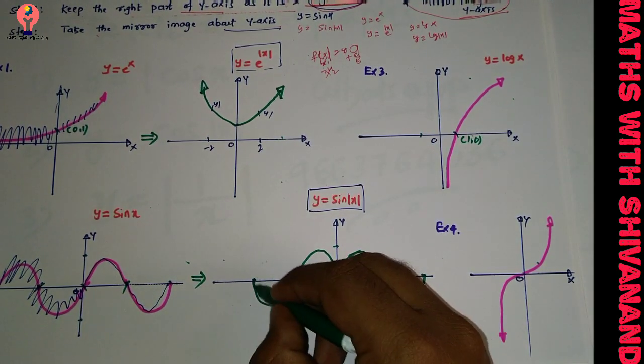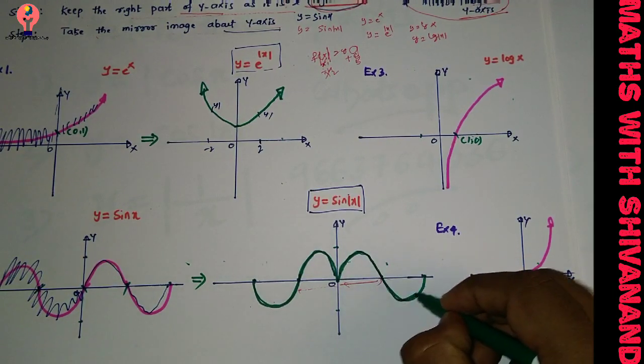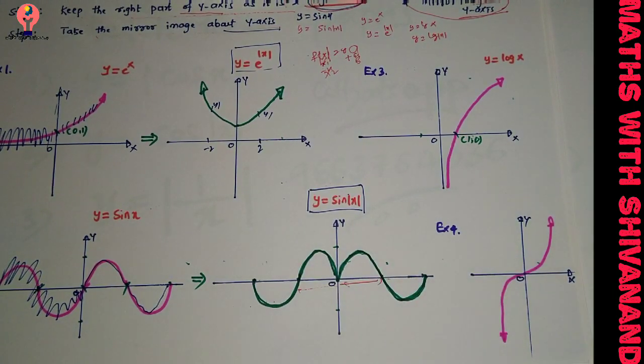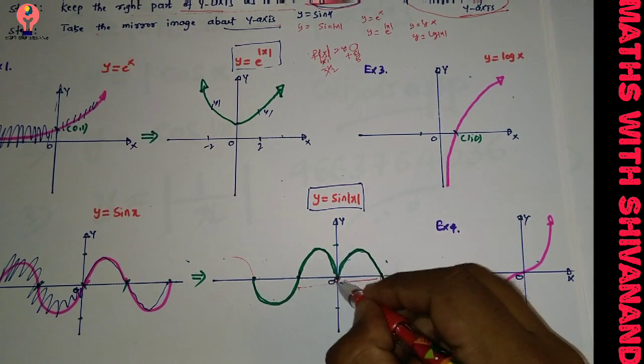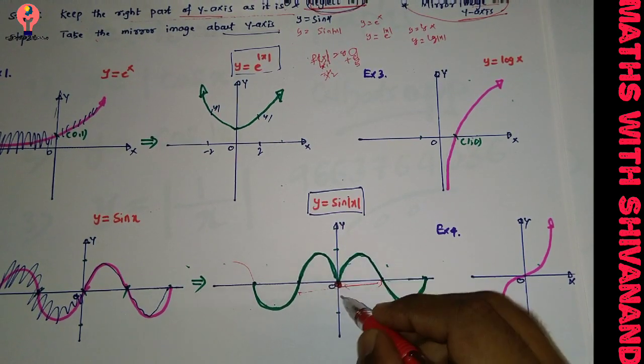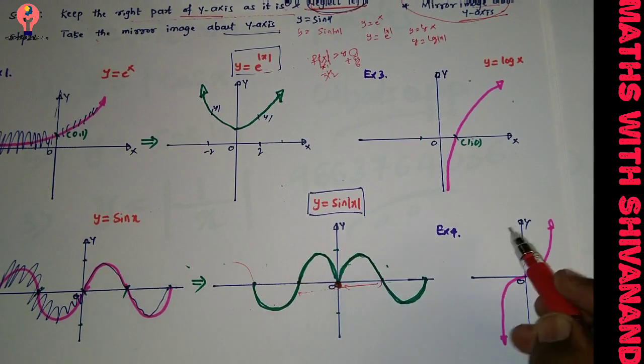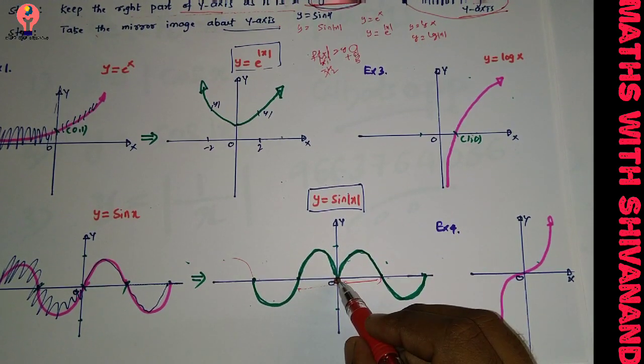Okay, this is our newly framed graph of y is equal to sin mod x. Listen student, it's definitely continuous here. This function is not differentiable at x is equal to 0. Why? Because at x is equal to 0 you are getting a very sharp edge here. This function is differentiable everywhere except at x equal to 0.